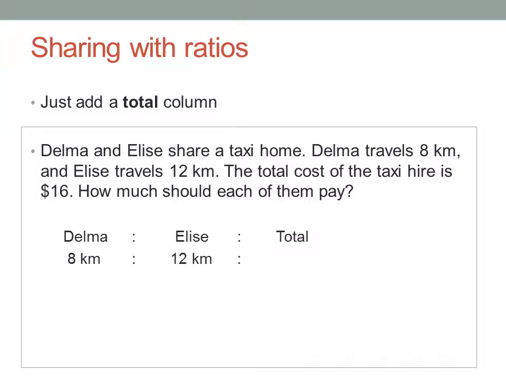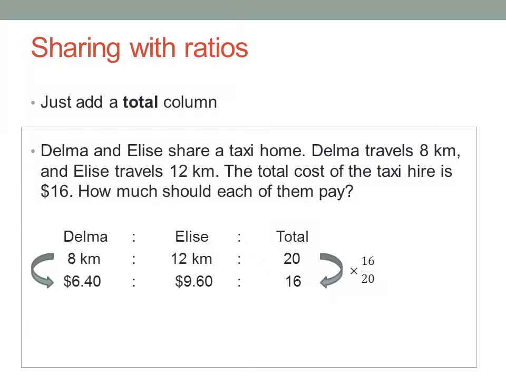Okay, now add a total column. 8 plus 12 is 20. How much was the total fare? $16. So what do I multiply 20 by to get 16? Remember that trick I told you? Divide the new number by the old. 16 over 20. So, multiply everything in the ratio by the same fraction, 16 over 20. You'll probably want a calculator.